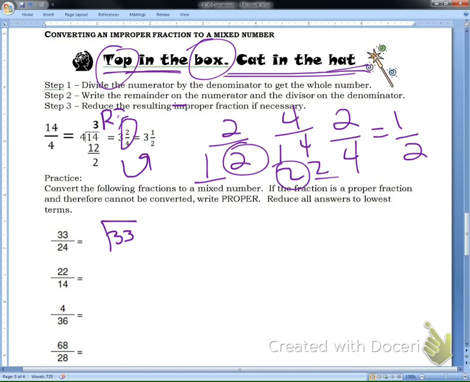By the way, you probably won't have enough room on your paper to do all these. If you need to do them on a separate sheet of paper, I completely understand. I'm probably going to do them side by side here. I don't have room to work as well. How many times does 24 go into 33 without going over? 1 time. So then you have to multiply 1 times 24 and then subtract to figure out your remainder. I can't subtract 4 from 3, so I have to borrow.